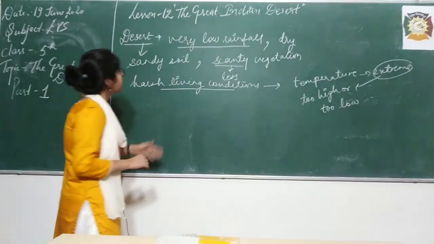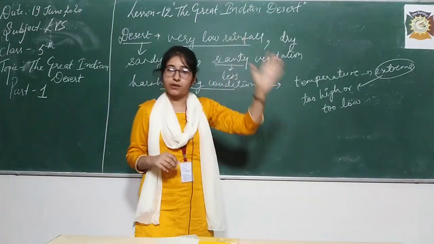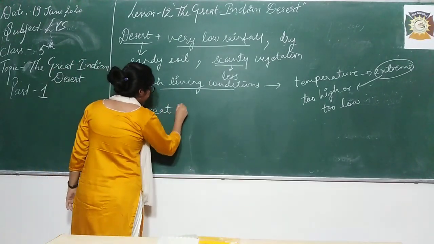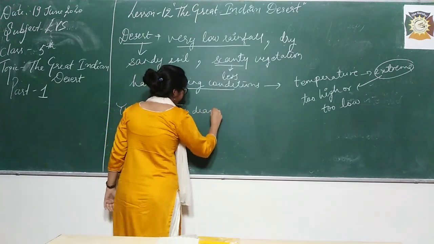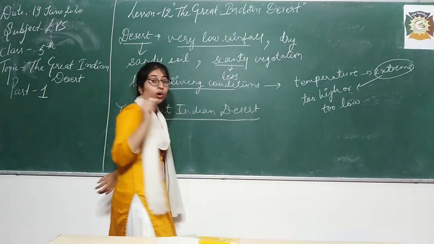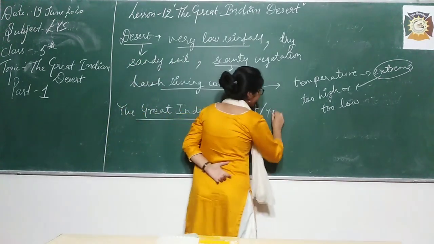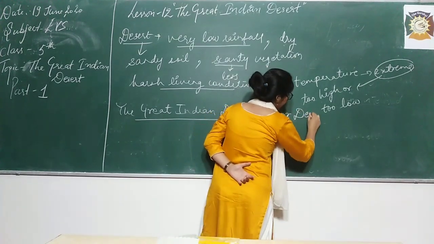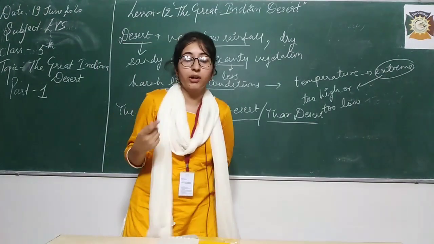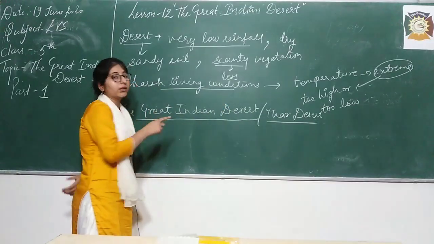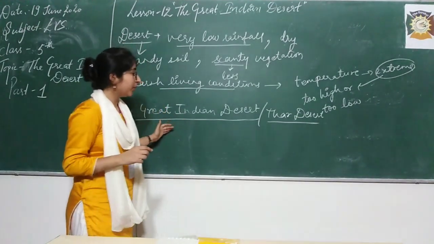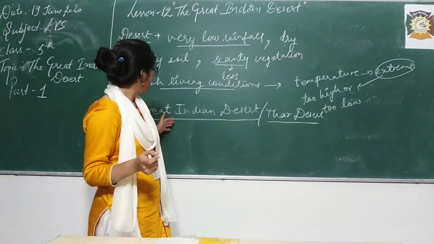So students, after this, we will move to the Great Indian Desert. This is the main topic of our chapter. Now, the Great Indian Desert, or we call it the Thar Desert. Students, you have heard about this term. Try to remember where you heard it: in chapter number 7, our country, where we studied a little introduction of this topic.